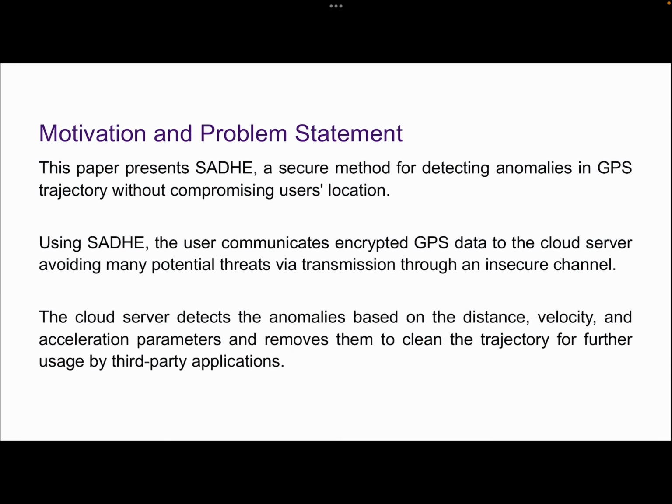The baseline idea proposed in the paper is to come up with a secure method that can detect anomalous points in the GPS trajectories without compromising the user's location. Whenever the location is leaving the user's device, it is encrypted, and that has the advantage that it can avoid most of the attacks that can breach the data. The cloud service provider computes the anomalies based on some computation on this data, cleans the trajectories, and sends it further to the third service providers.